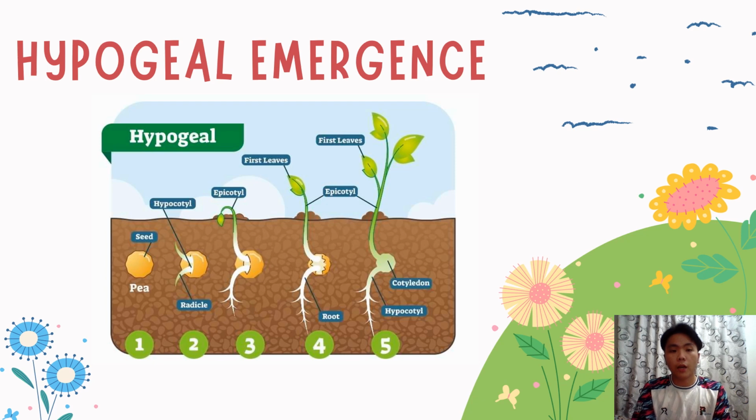Meanwhile, in hypogeal emergence, the cotyledons remain below the soil surface. This is a very different type of seedling compared to epigeal emergence.